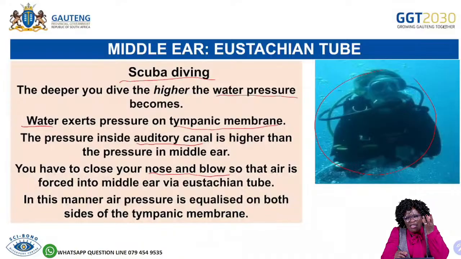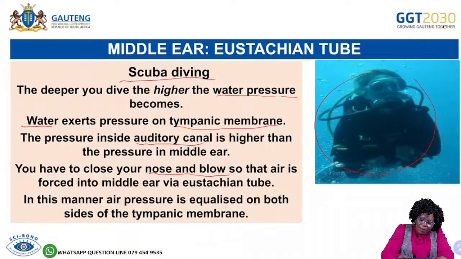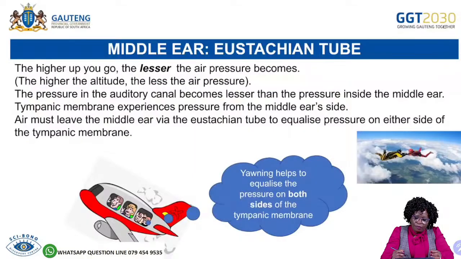The tympanic membrane is going to be going through strain. In this manner, air pressure is equalized on both sides of the tympanic membrane. Can you see that the eustachian tube is playing such a vital role? Because without the equalizing of the pressure, yes, definitely we have challenges. Look at this again, it's about the eustachian tube.